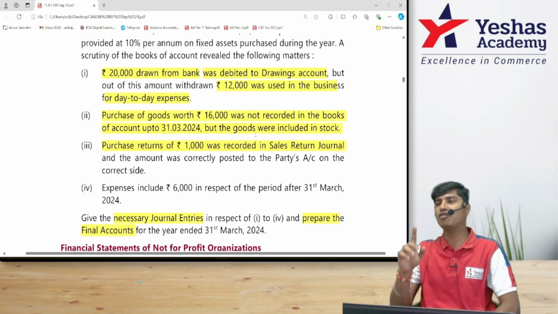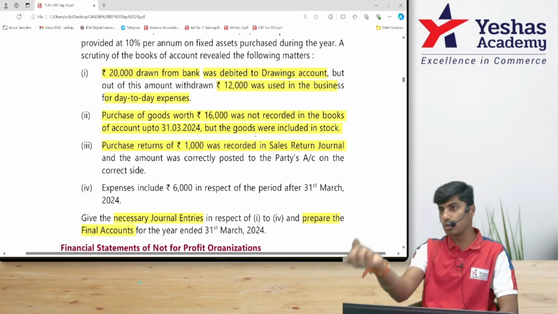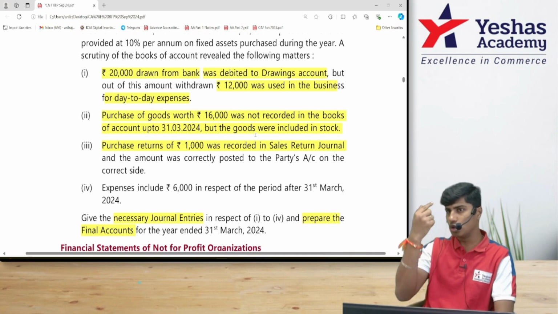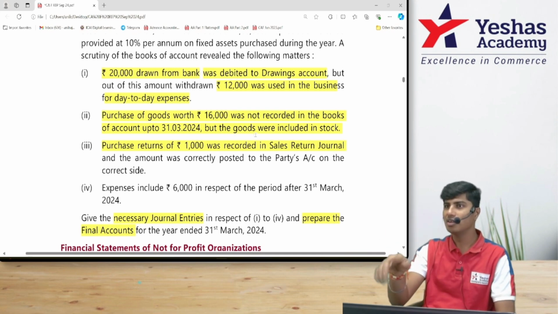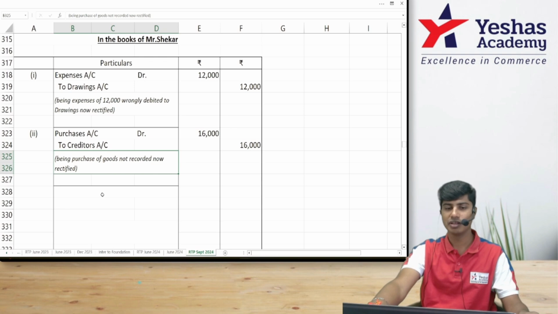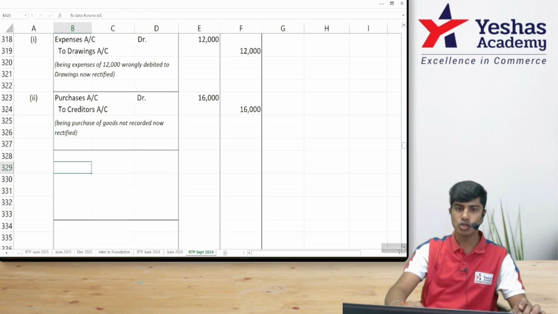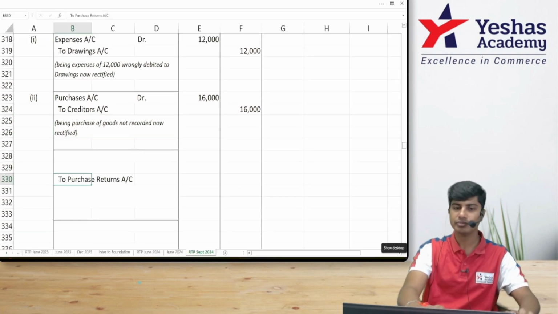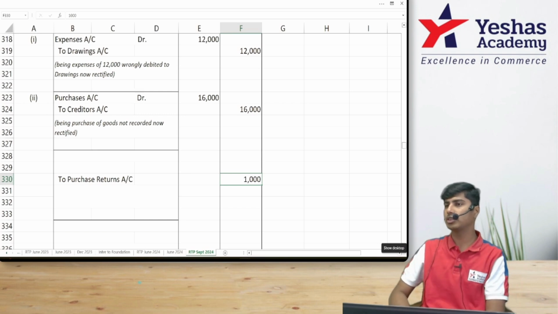What is the journal entry for purchase return? Purchase goods will come in. Purchase return, the goods will go out. We should credit purchase return. We have not credited purchase return. Have we credited purchase return? No. So shall I now credit purchase return? I will now credit purchase return by 1000.